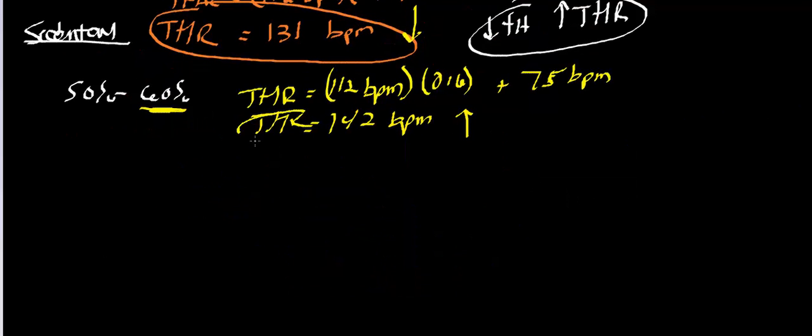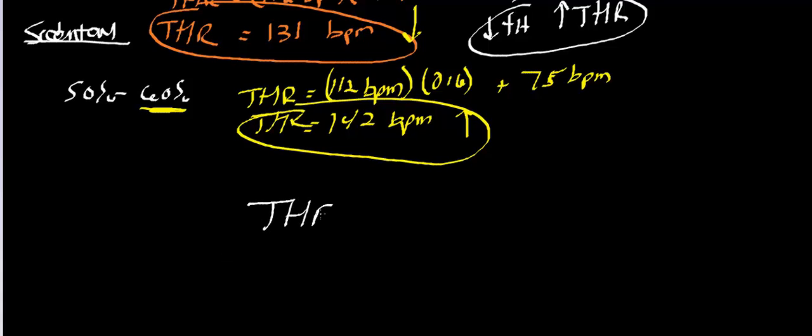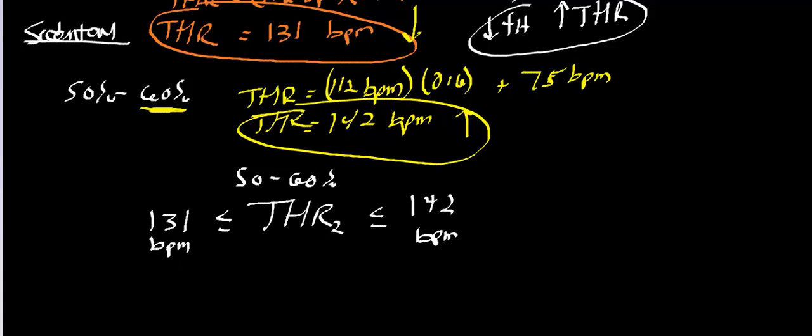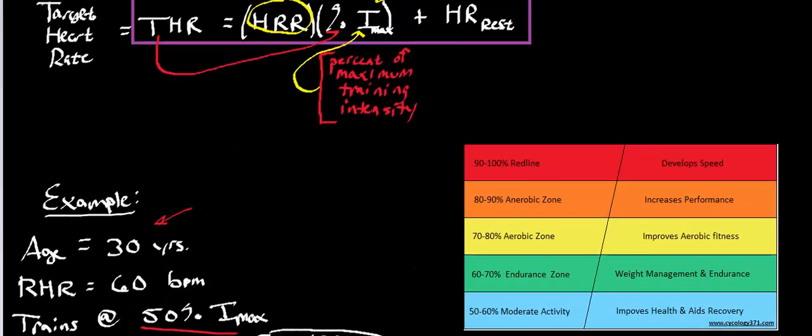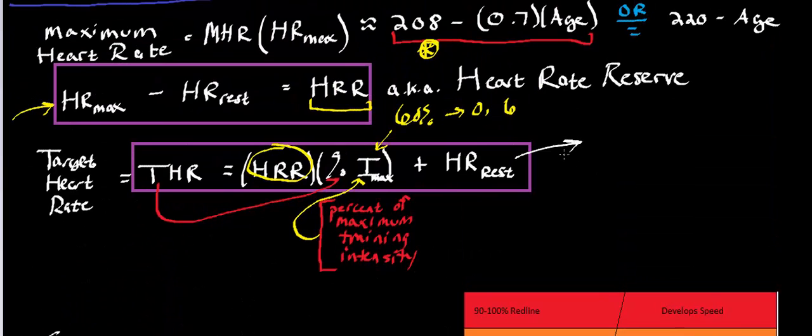Okay? So this means that for client 2, the target heart rate when they're exercising between, again, 50 to 60% of maximum intensity should be between 131 beats per minute and 142 beats per minute. And that's your answer right there for the target heart rate range, assuming you use this formula right here. And again, this formula is one form, or a more accurate form, of the Karvonen formula for estimating target heart rate.